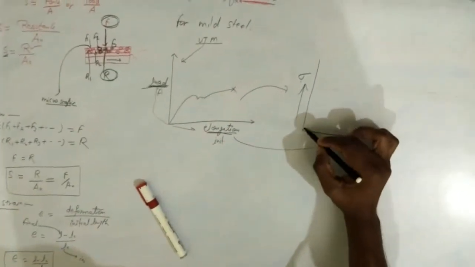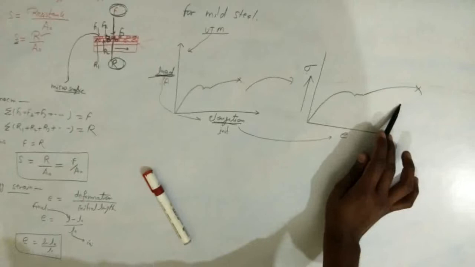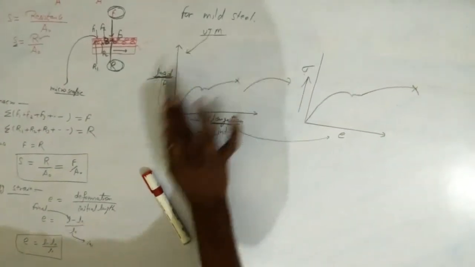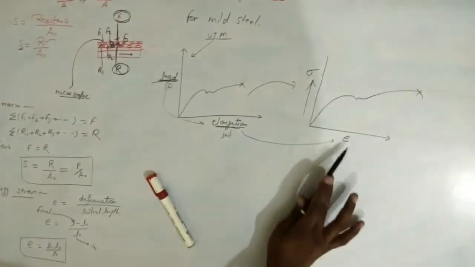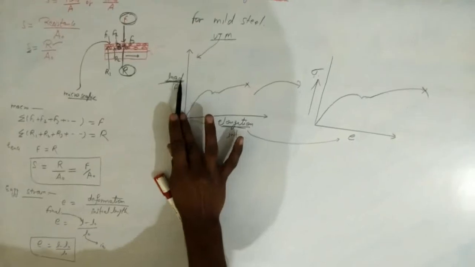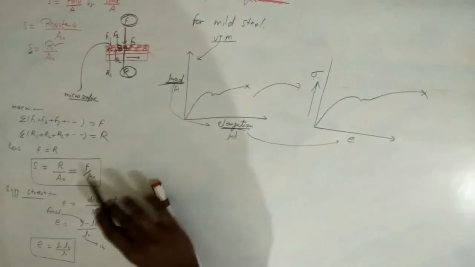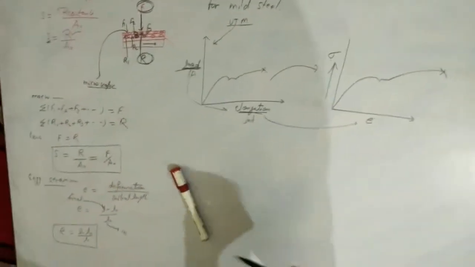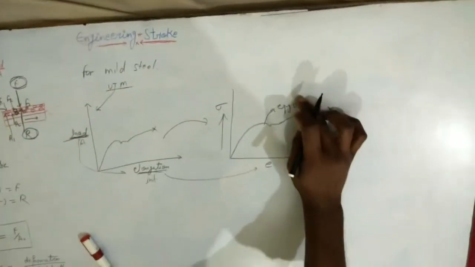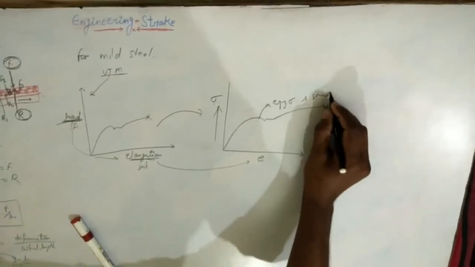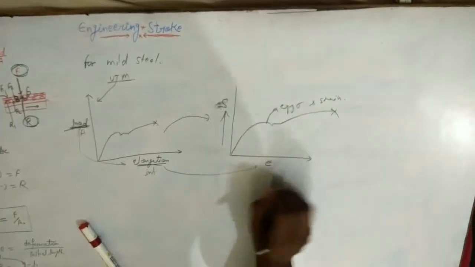So we plot for mild steel. This is the stress strain diagram. First we perform the test on the UTM machine for load and elongation, and then it is converted into stress and strain: load over area, elongation over initial length. This is the diagram of engineering stress and strain.